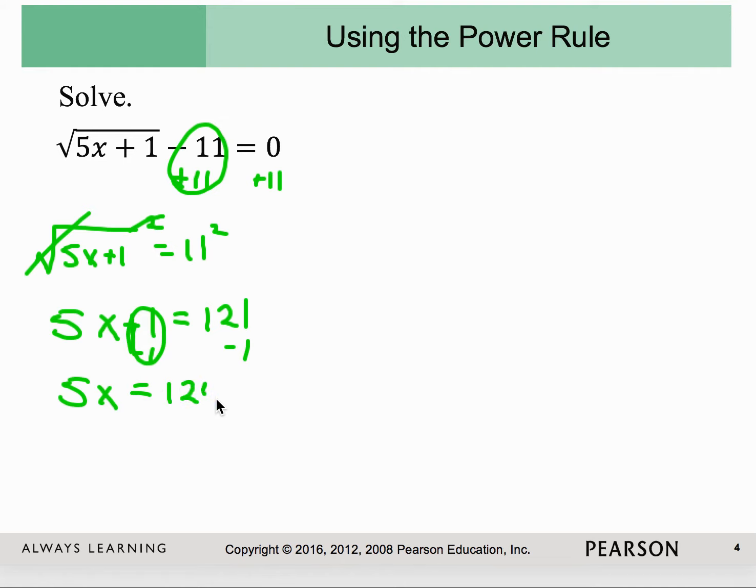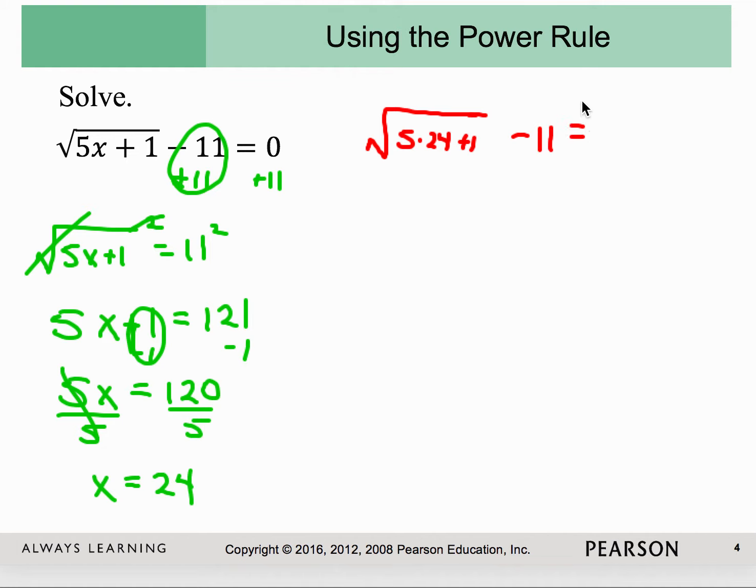5x equals 120. Divide by 5. x equals, what's that, 24? Before you box it, you got to check it. So it's the square root in the original equation of 5 times 24 plus 1 minus 11. Is that equal to 0? Okay, so that's the square root of 121 minus 11. Is that equal to 0? Is 11 minus 11 equal 0? Yes.